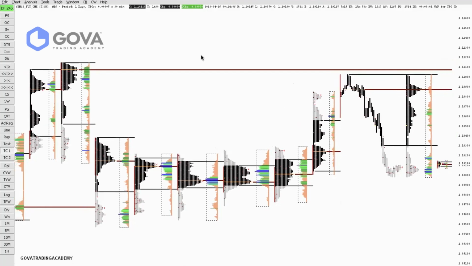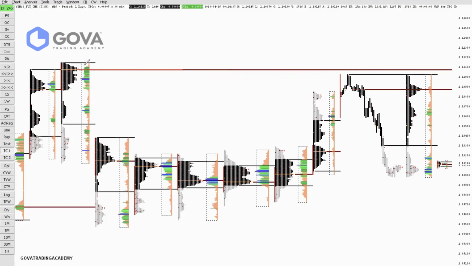Can you see it? Market price went up into a naked point of control of the previous profile. You can see this is the point of control. Remember, this black line here is the value area low, this is the value area high, and this is the point of control. So market price went into the naked point of control of the previous profile.